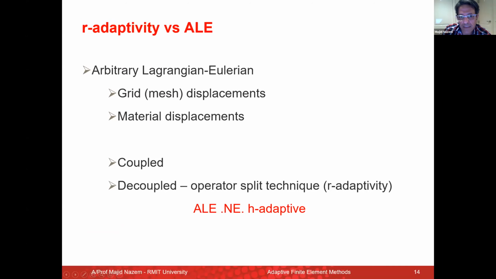Perhaps you have heard about this method called arbitrary Lagrangian Eulerian. In this method, there are two types of displacements, grid displacements and material displacements. The analysis in this method can be conducted in a coupled form, where the grid and material displacements are present in the global equations, or it can be decoupled, where we basically separate the grid displacements and material displacements. Decoupled ALE is referred to as the operator split technique, and this method is classified as R adaptivity. Unfortunately, in some literature, the H adaptive finite element method is classified as ALE, but I need to emphasize that ALE is not equal to H adaptivity, but falls within the R adaptive finite element methods.